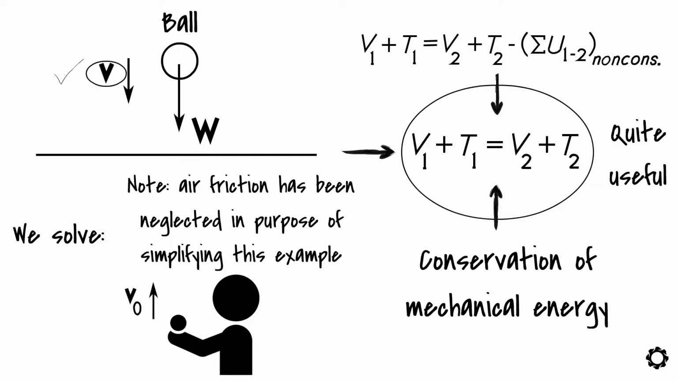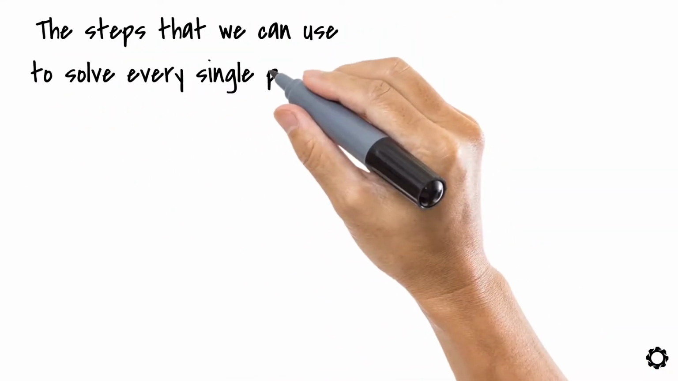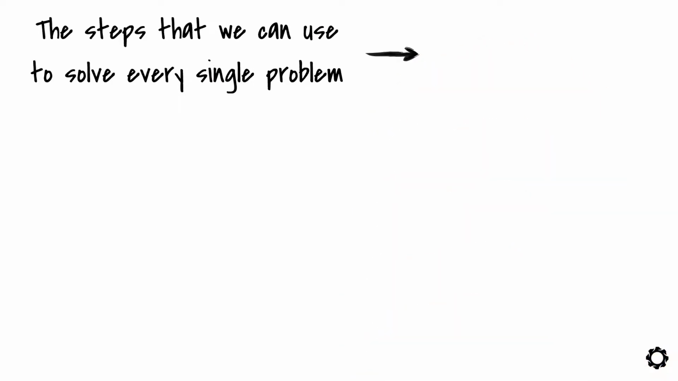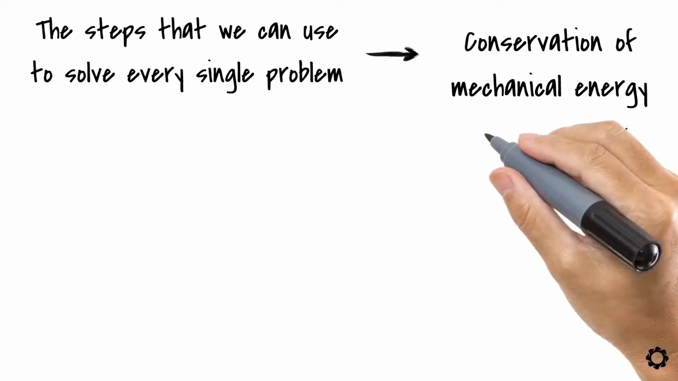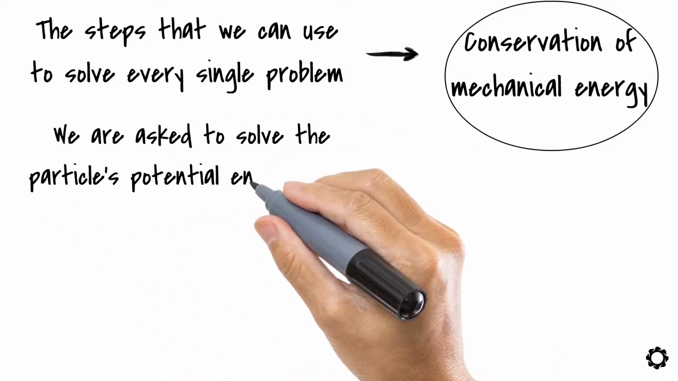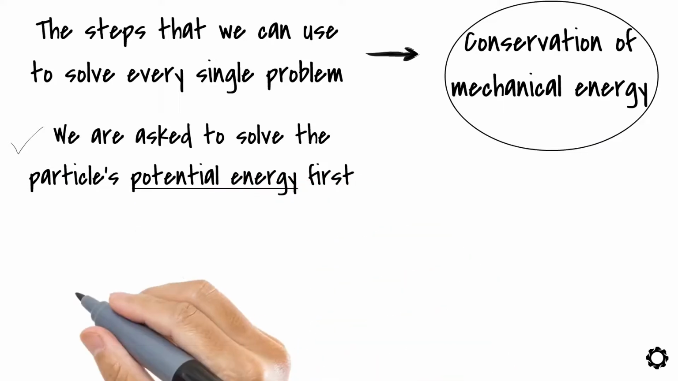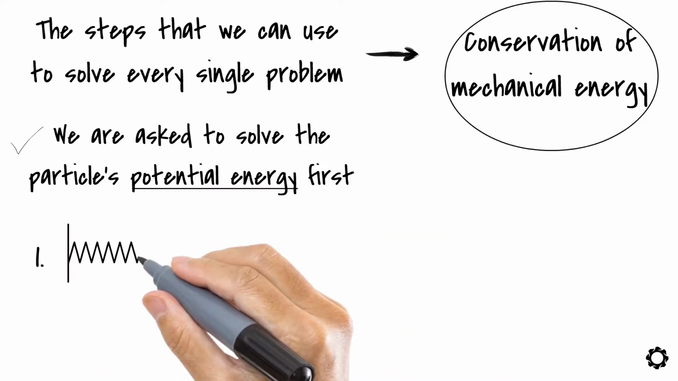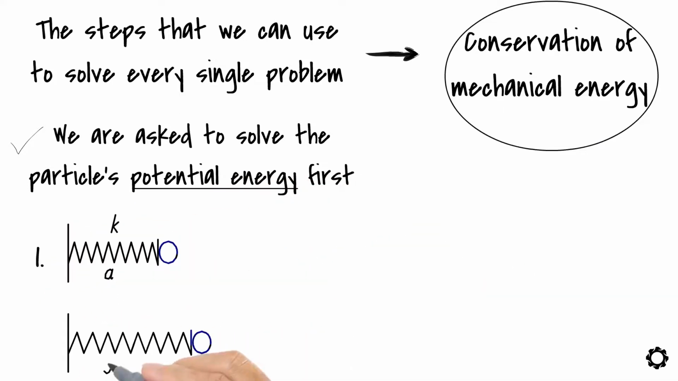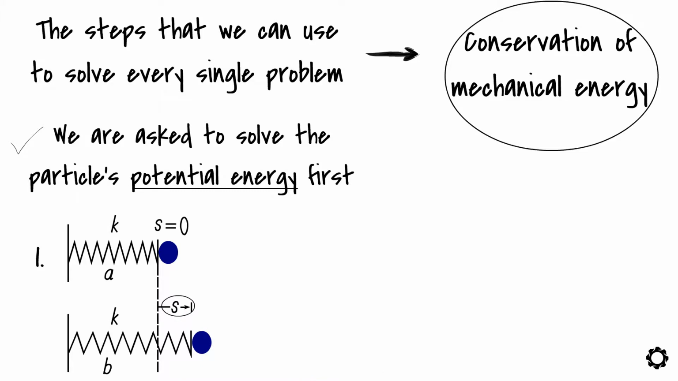Now that we are familiar with the concept of conservation of mechanical energy, let's see the steps that we can use to solve every single problem that is related to this concept. In such problems, most often we are asked to solve the particle's potential energy first. In order to determine this potential energy, the first thing that we could do is to draw two diagrams which are showing its initial and end positions. This presents the displacement of the particle for us.